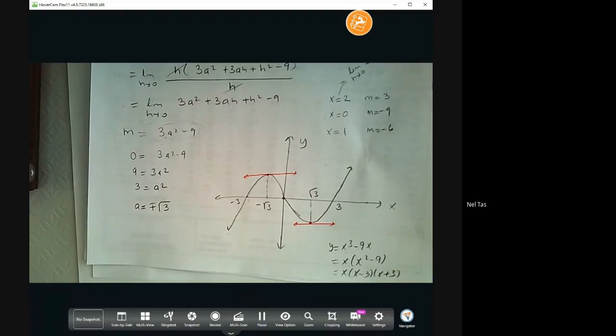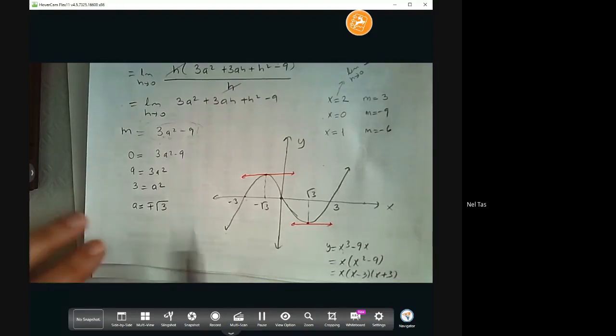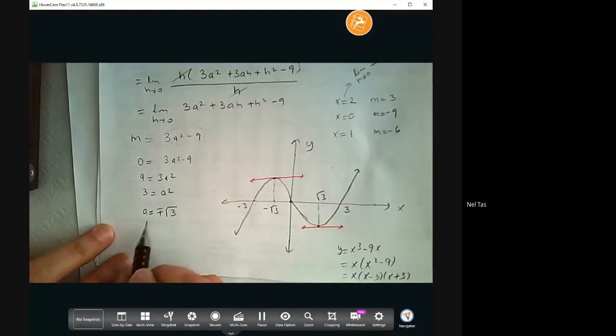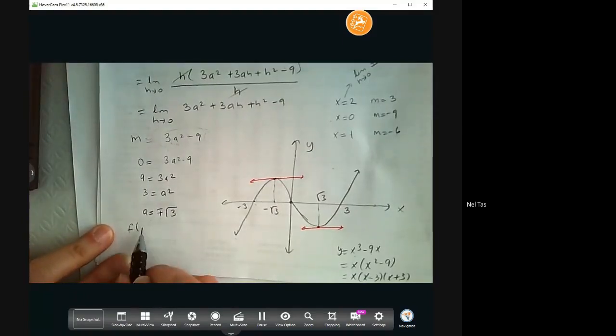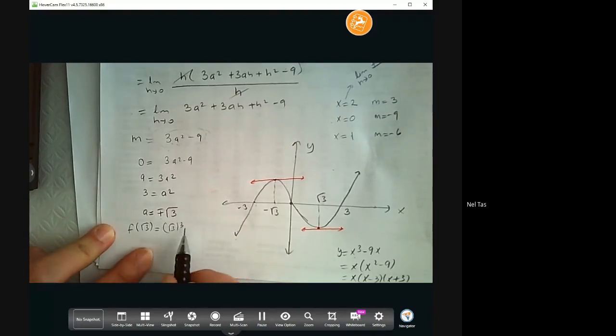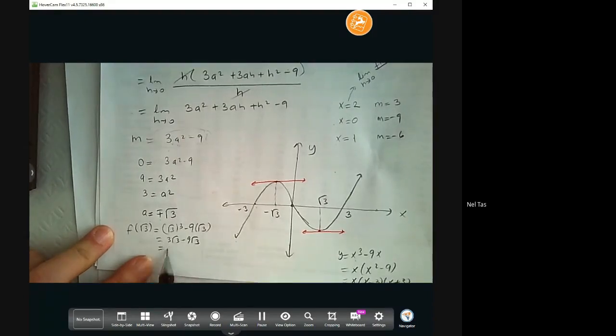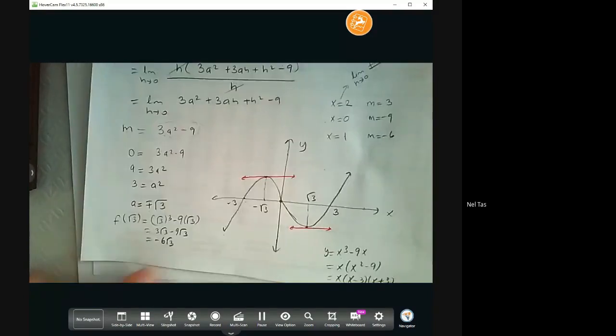Okay. So whenever you have a local maximum or local minimum, the tangents will have a slope of 0. You can also find the y-coordinate of those points by subbing them in the function. So f of positive root 3 is root 3 cubed minus 9 times root 3. 3 root 3 minus 9 root 3 gives you negative 6 root 3.